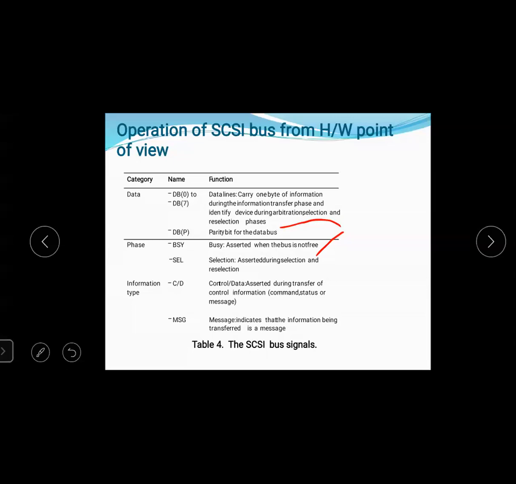And the information type signals, control and data. The control signal is activated during the transfer of control information. The message signal indicates that the information being transferred is a message.